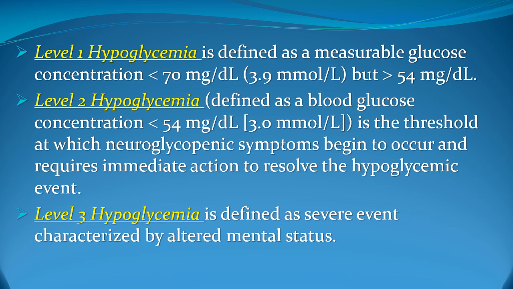Sometimes hypoglycemia is classified according to the measured blood glucose level into three types. Level 1 hypoglycemia, in which the concentration of the blood glucose is less than 70 milligrams, but more than 54. Level 2 hypoglycemia, when the blood glucose level drops below 54; in this case the neuroglycopenic center starts to symptomatize, and in addition to the sympathoadrenal symptoms, the patient will start complaining of neuroglycopenic symptoms. Level 3 is the most dangerous one, and usually in this stage the patient has altered mental status or might present with deep coma.